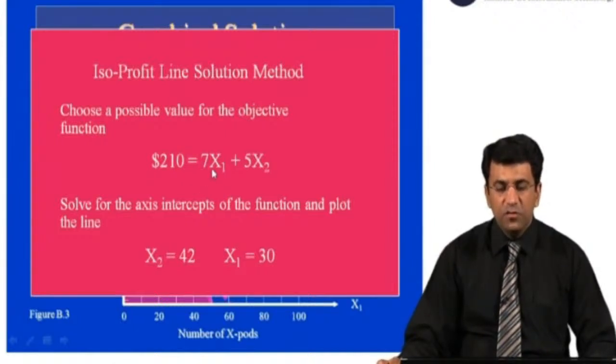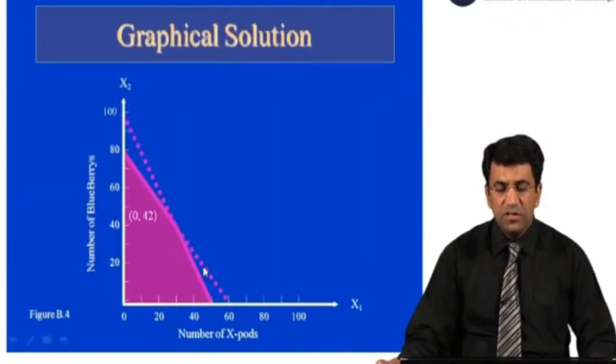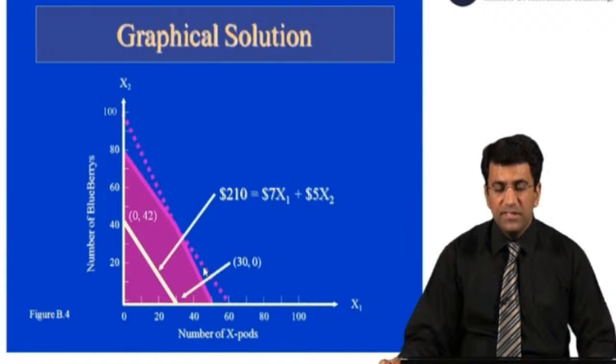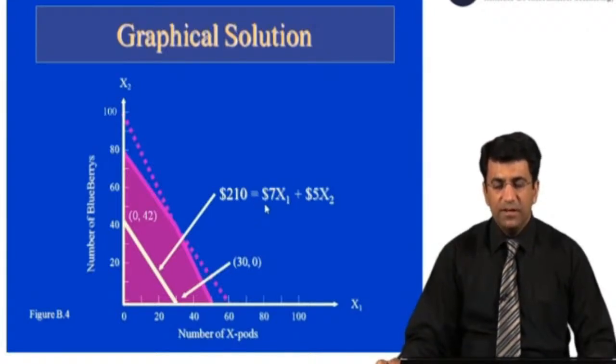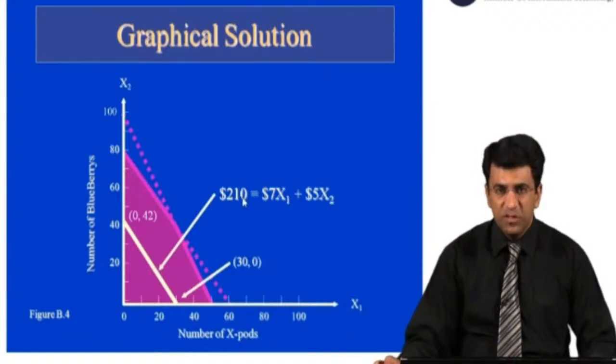If we put x1 is equal to 0, then the value of x2 will be 42, and if you put x2 is equal to 0, the value of x1 will be equal to 30. So this is again a point of 30 and 42, and we will draw this point on this particular graph. This is the line of this objective function. This is the objective function, that is 7x1 plus 5x2, but hypothetically we take any value of 210. We equate this objective function equation to 210.